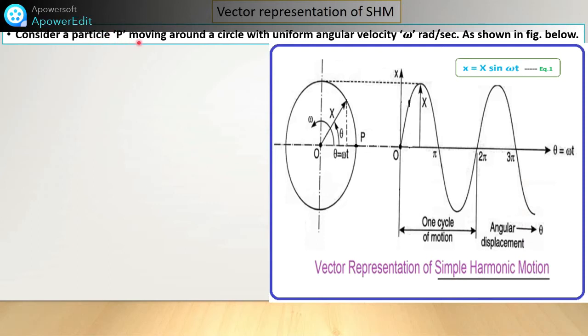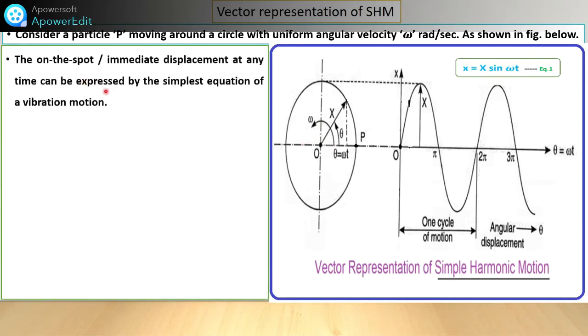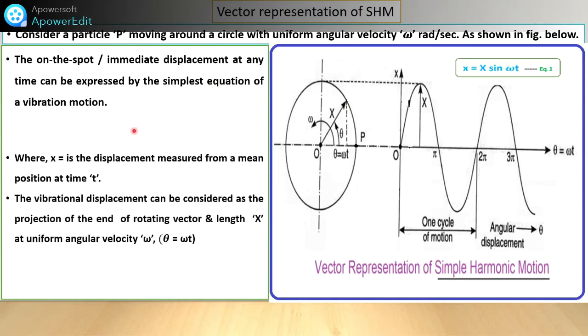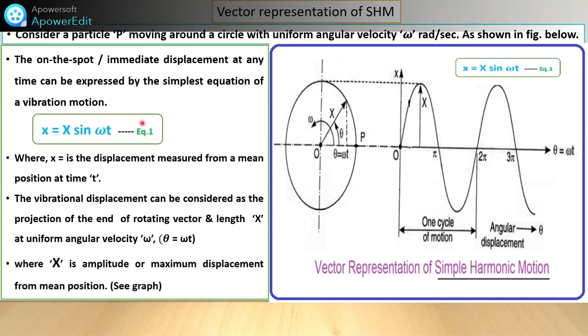Consider a particle P moving around the circle with uniform angular velocity omega. This omega, it will move as shown in the figure. So what will happen then? Here the instantaneous displacement at any point, suppose this point P is moving from this place to this place. Then it is expressed by this equation, represented here, and that is nothing but the vibration equation of the motion. How this equation is calculated or proved, we will find out.